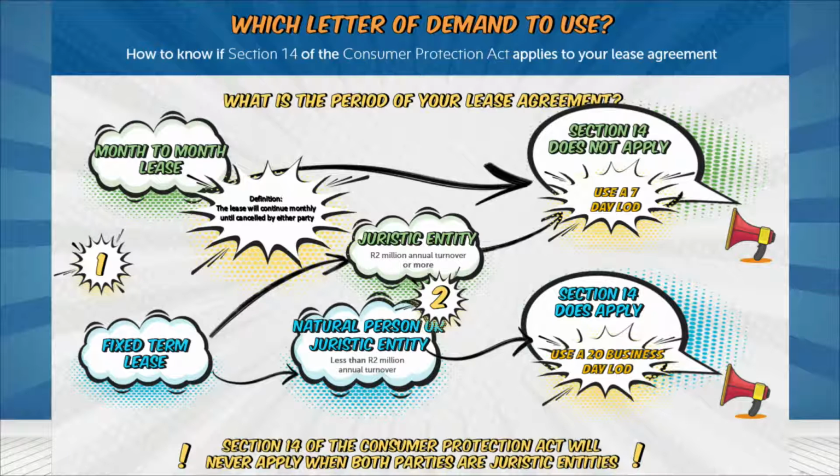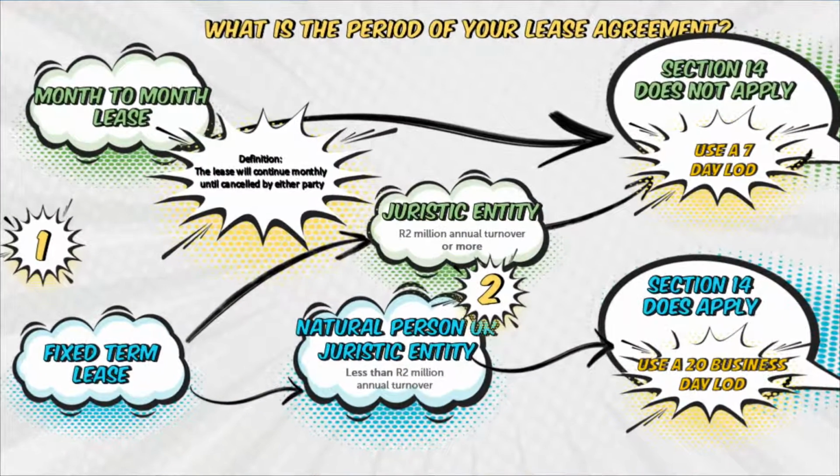We also have a letter of cancellation or a notice to vacate. This is obviously after you've sent your LOD out and you now want to cancel the lease agreement. On a 7-day LOD, you may cancel the lease agreement on the 8th calendar day after the letter was sent, and for a 20 business day LOD, you may only cancel the lease agreement on the 21st business day after the letter was sent out and no payment has been received from the tenant. And those are the options we have for our letters on our system.